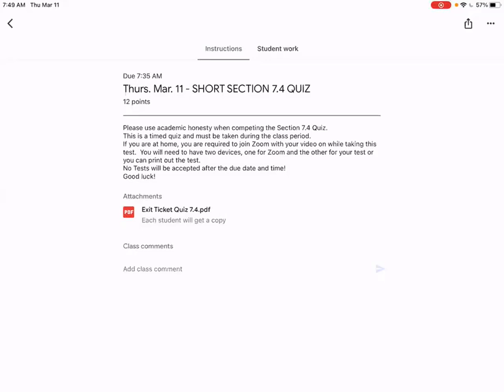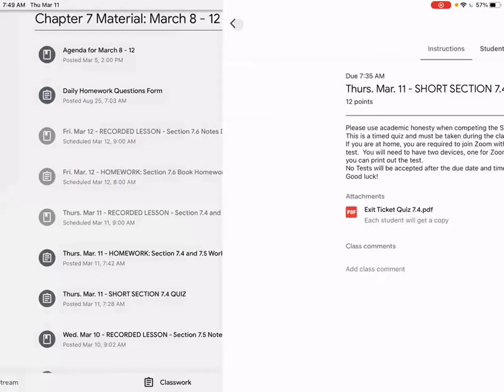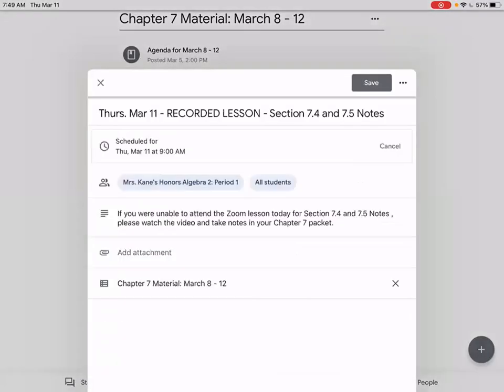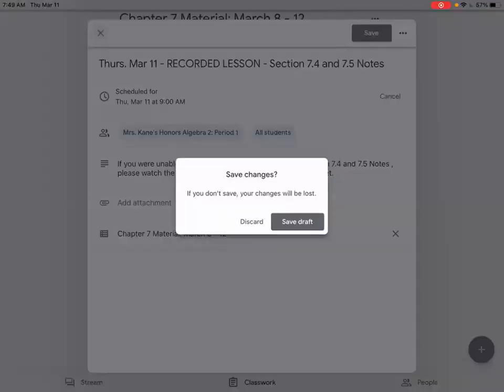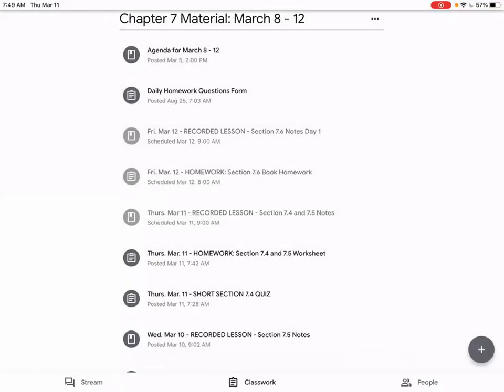This should not take very long. When you're done, the worksheet will be posted, which is just a review of the two sections 7.4 and 7.5.